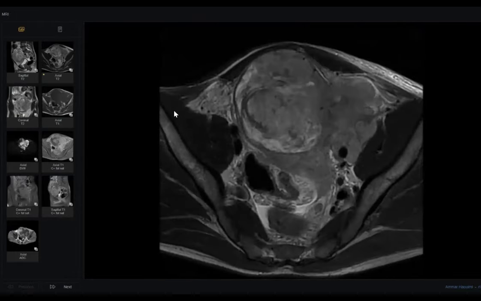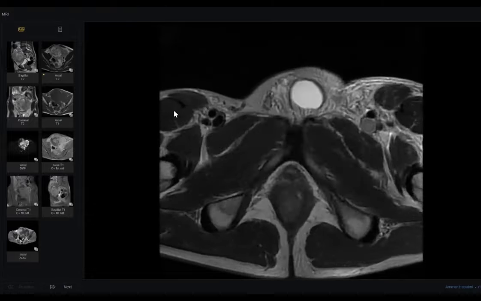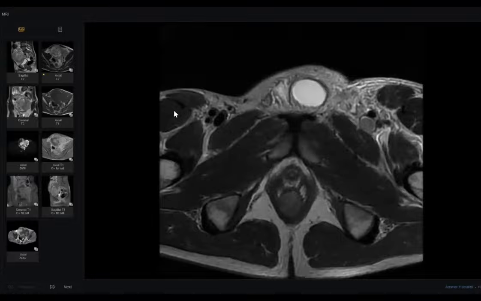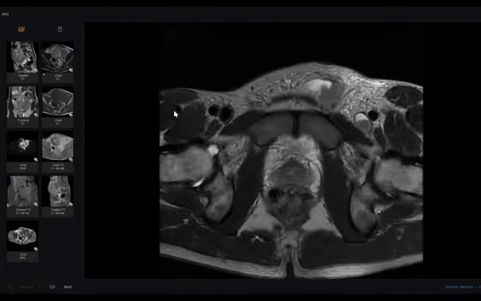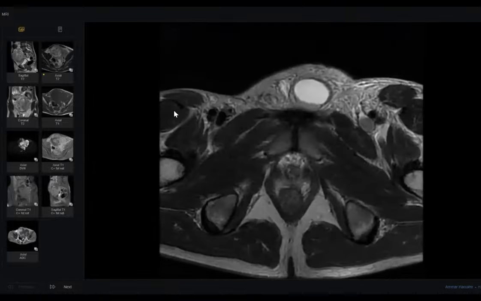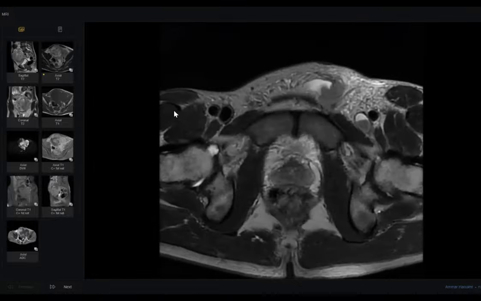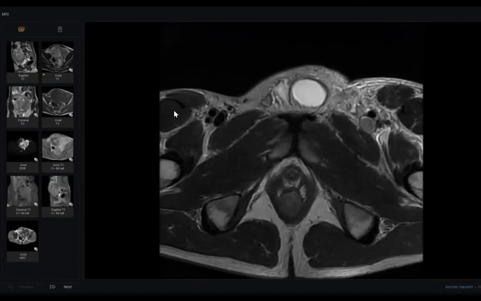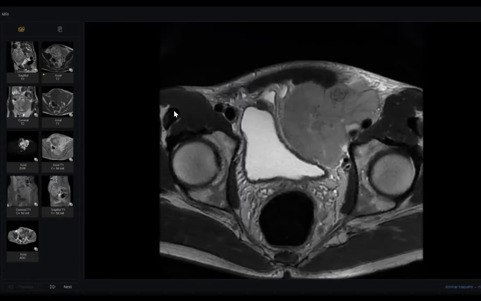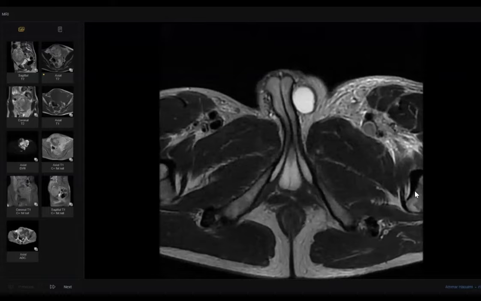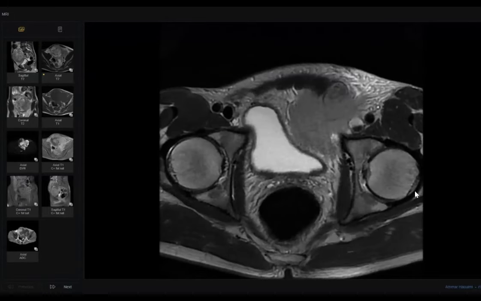Here I can see the left testis, but I am not sure this is the left testis. It appears hyperintense. The signal looks like fluid signal.